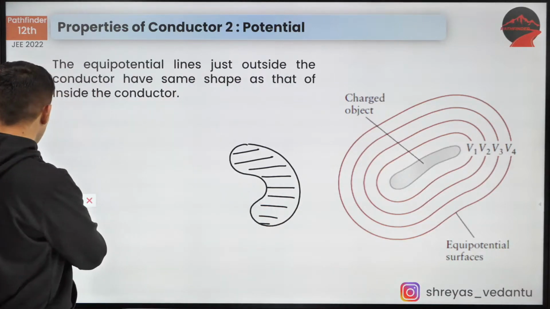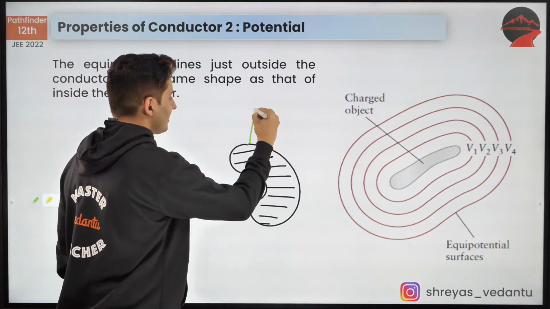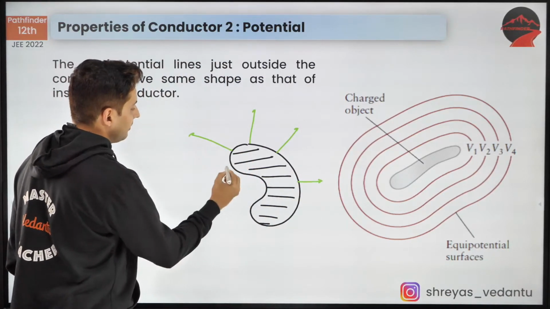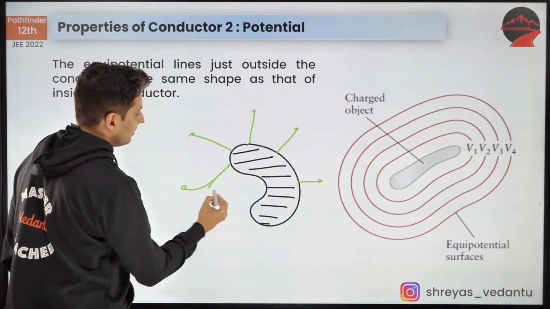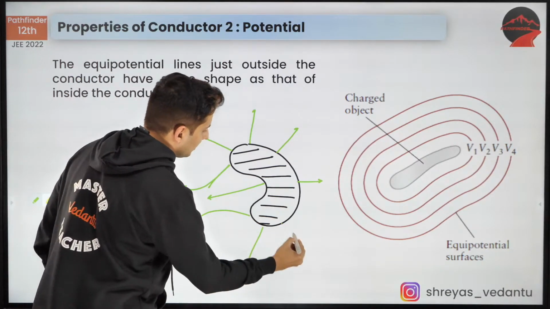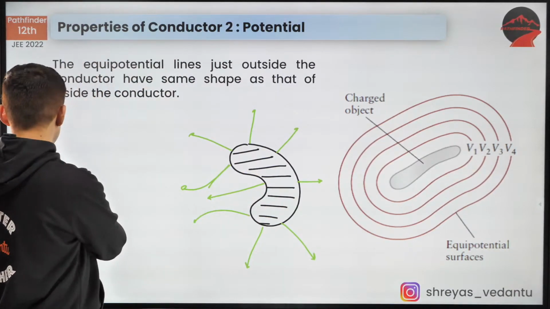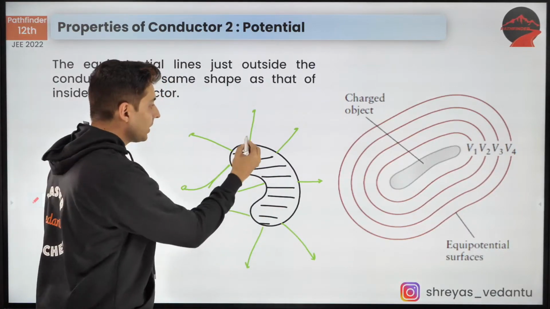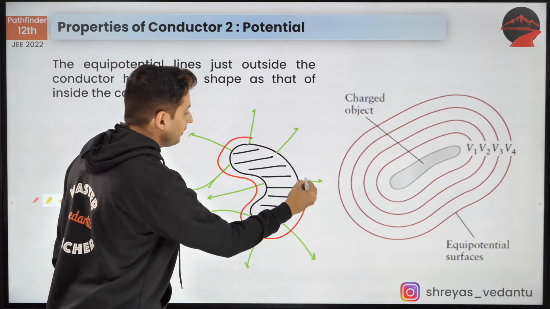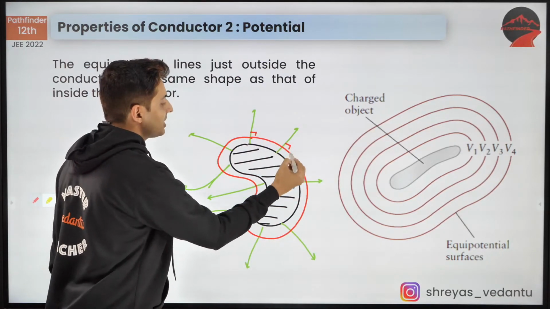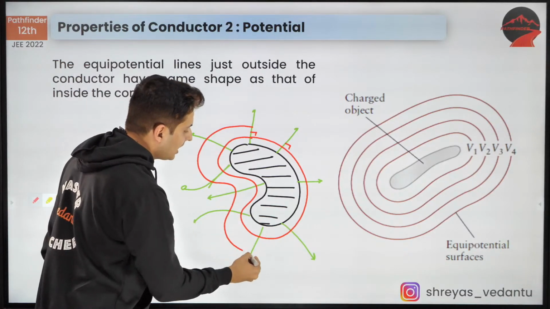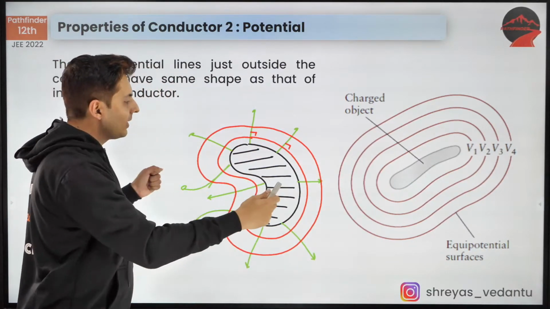So what will happen is the field lines will always be perpendicular, correct? It will be something like this, maybe. It will be like this, like this, like that. These are the field lines. How will the equipotential lines look? Equipotential lines always have to be perpendicular to the field lines. Remember, equipotential lines and field lines are always perpendicular. So they will actually take the shape of that conductor as if you are enlarging it.